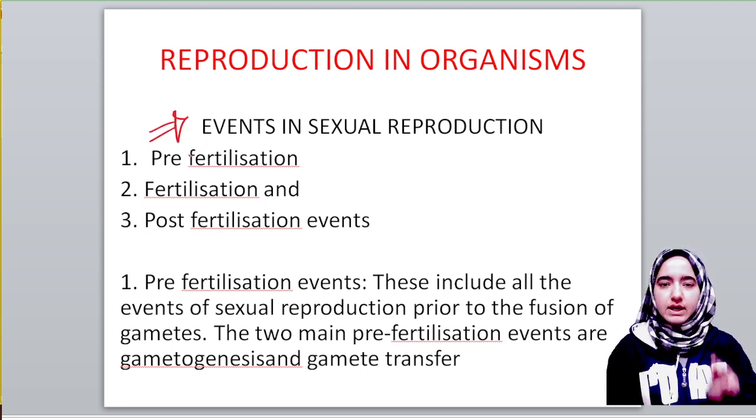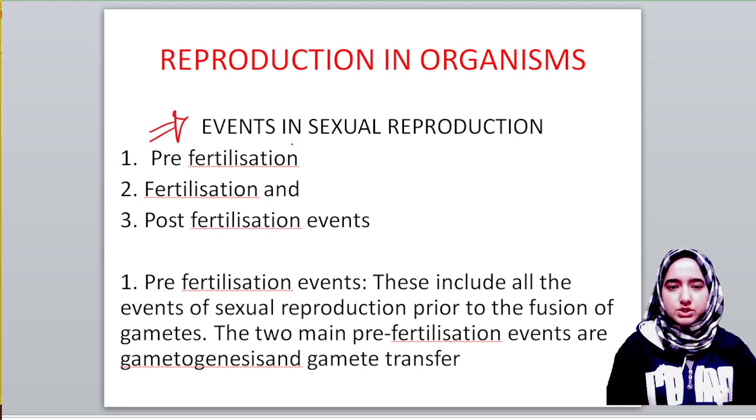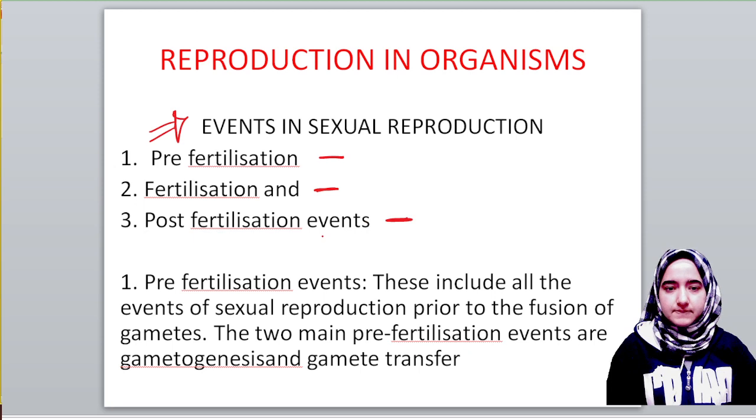Today we are going to learn events in sexual reproduction. So basically we have three events in sexual reproduction. First one is pre-fertilization, another one is fertilization, and the next one is post-fertilization events.